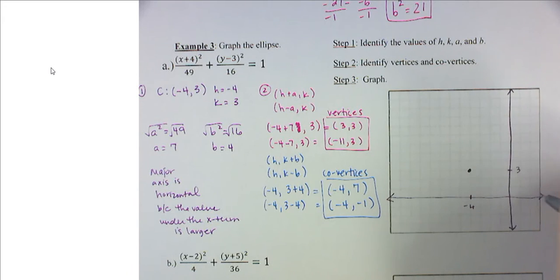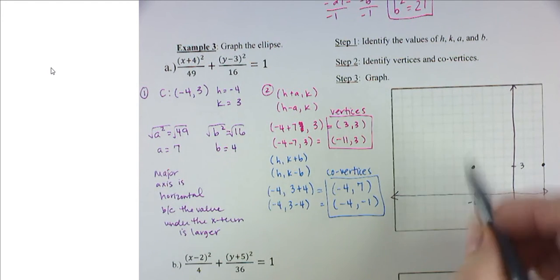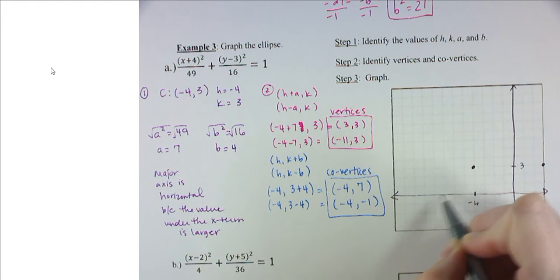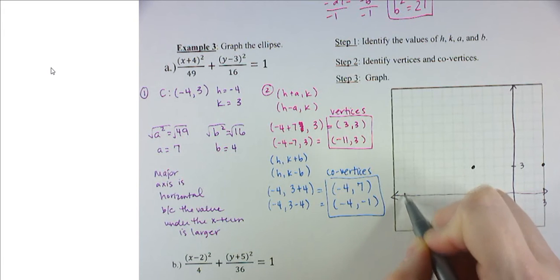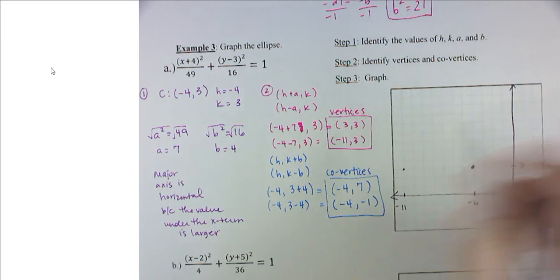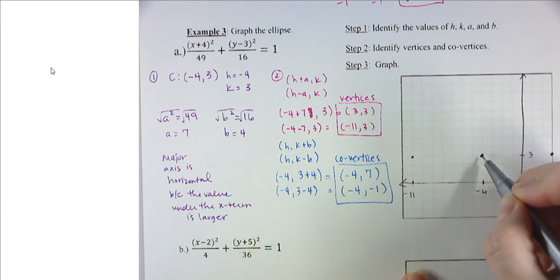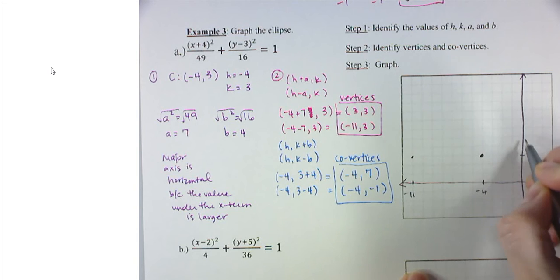And then negative 11, 5, 6, 7, 8, 9, 10, 11. And these should all be on the same line there. Okay, and then the co-vertices are at (-4, 7), 4, 5, 6, 7. And then down to negative 1.